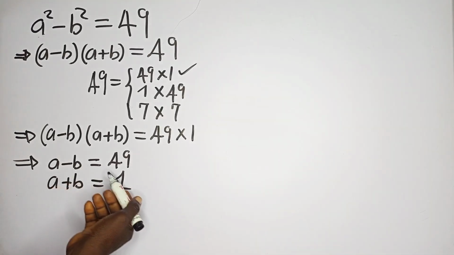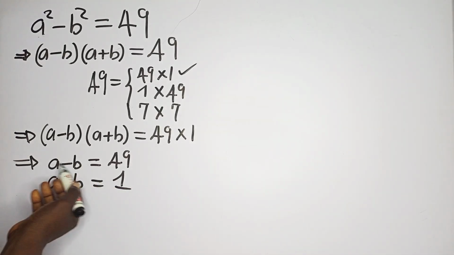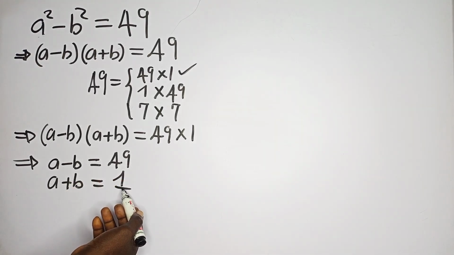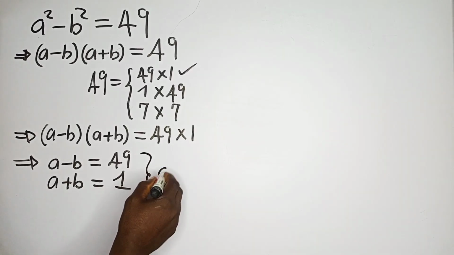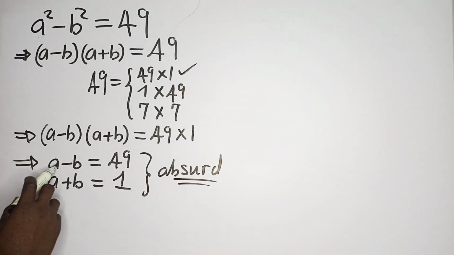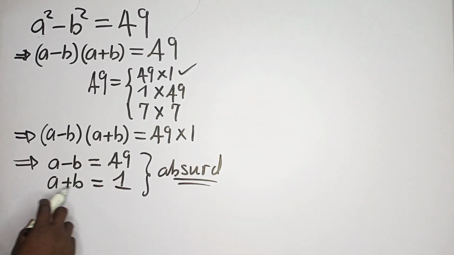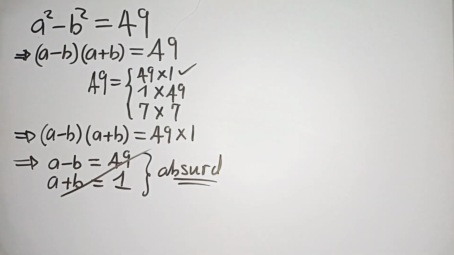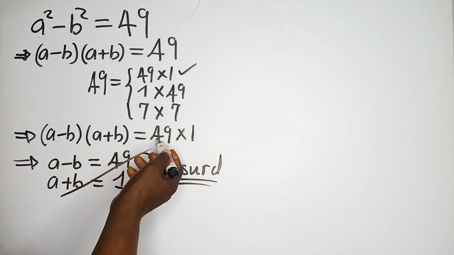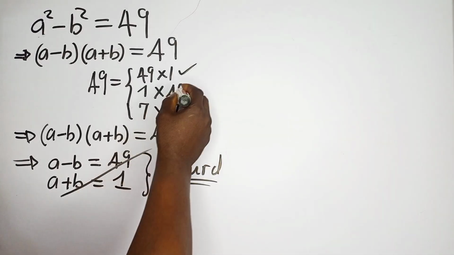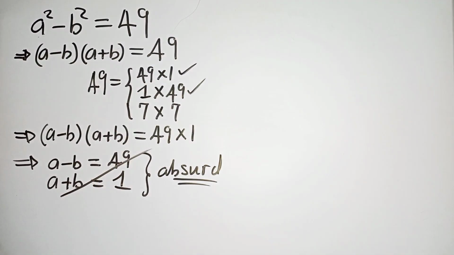Now, let's look at this. The difference between two natural numbers is 49, and the sum of the two natural numbers is 1. This is really absurd, because how can the difference be bigger than the sum? So we see that this assumption will be thrown away. To assume that the left hand side is 49 times 1 is a wrong assumption. So let's take now the second assumption, that the right hand side is instead 1 multiplied by 49.